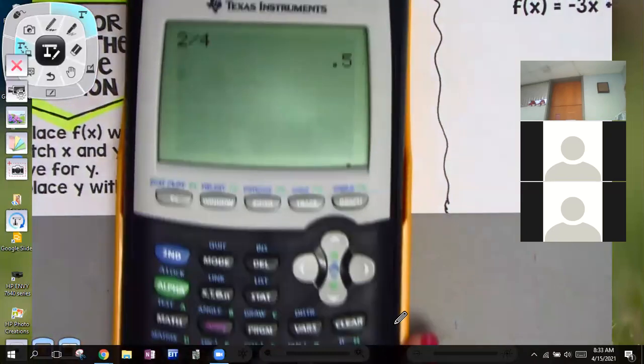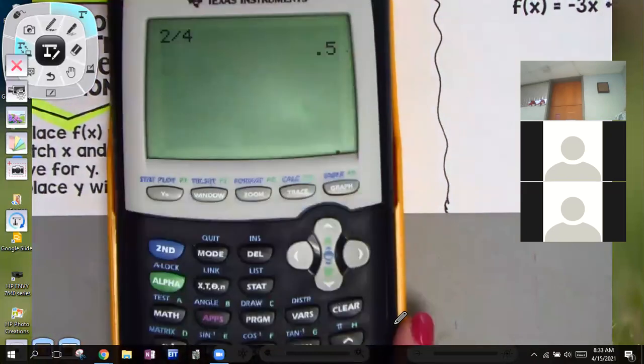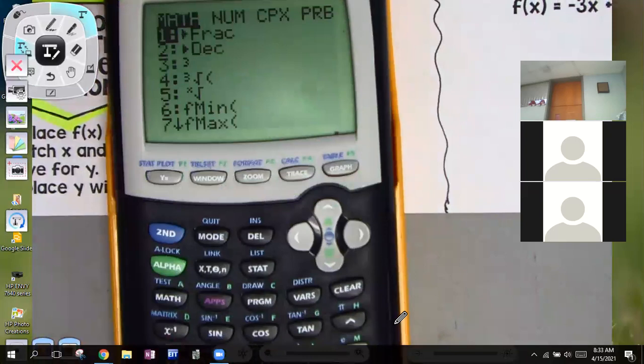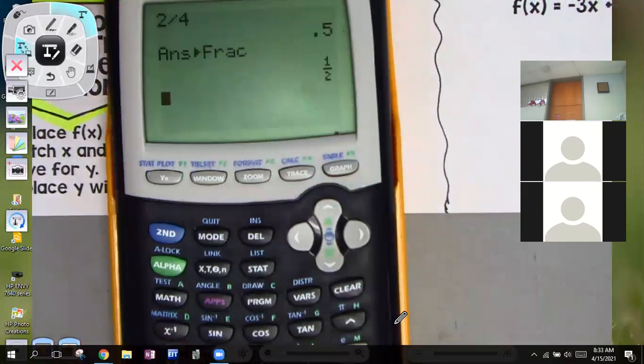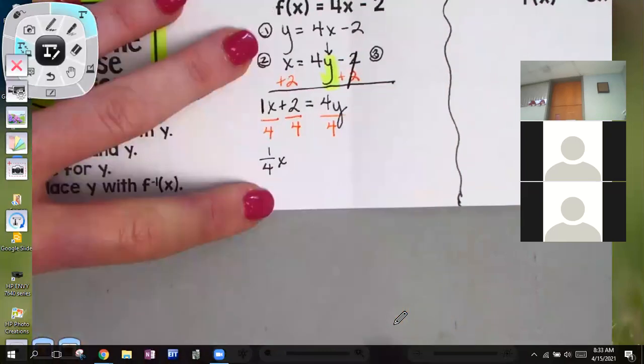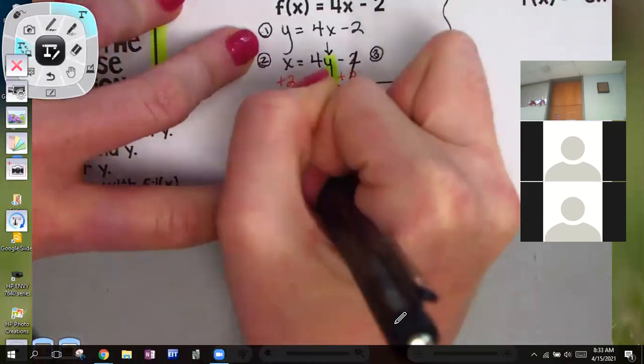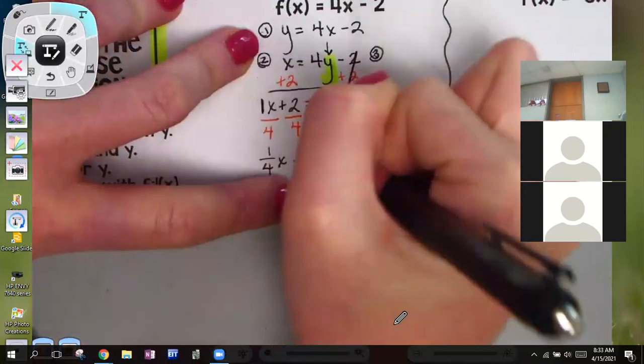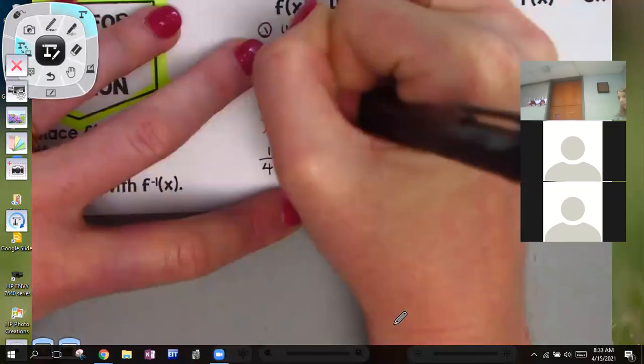0.5, but I don't wanna leave it as a decimal. How do I change it? Math, frac, enter. What do I get? Okay, it's a +1/2, so I'm gonna do +1/2 equals y, because my 4 is canceled.